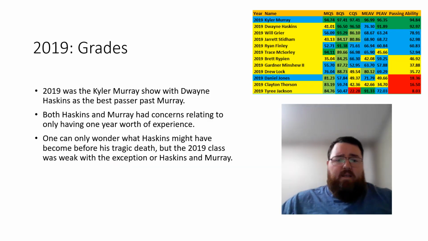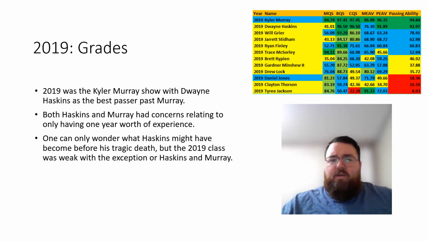Moving on to 2019. 2019 was the Kyler Murray show with Dwayne Haskins as the best passer past Murray. Both Haskins and Murray had concerns relating to only having 1 year worth of experience. One can only wonder what Haskins might have become before his tragic death, but the 2019 class was weak, with the exception of Haskins and Murray.